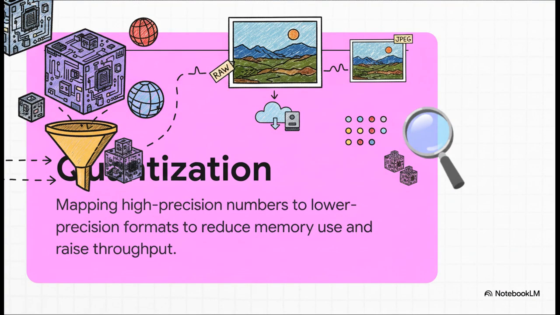So the solution is a technique called quantization. And honestly, the best way to get your head around it is to just think about image compression. You know how you can take a massive, super high-resolution photo and save it as a JPEG? Right? You lose a tiny bit of detail you'd probably never notice anyway, but the file size just shrinks dramatically. Quantization does pretty much the same thing, but for the weights inside an AI model.